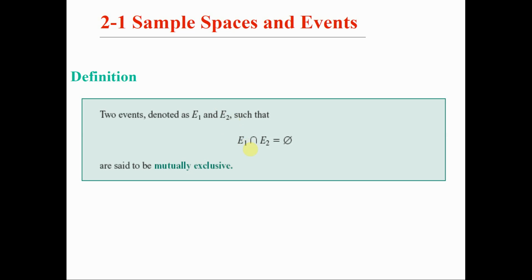Now, let's imagine you are scared of getting something bad in the course. So you're scared of getting a D plus or a D or an F. Let's put these in another event E2. So E2 contains D, D plus, and F.